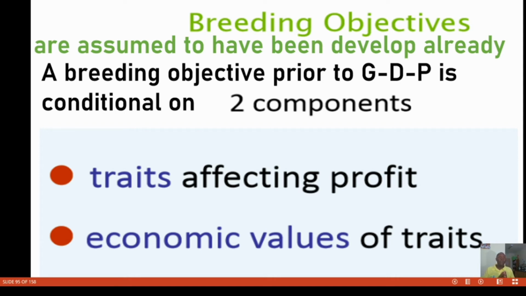So when we now move to the issue of breeding objectives in a breeding program, they are assumed to have been developed already, prior to the GDP. You remember generative, and the other D? Remember the other D? Do you remember the P? Do you remember the M? D for derivative, which involves selection.